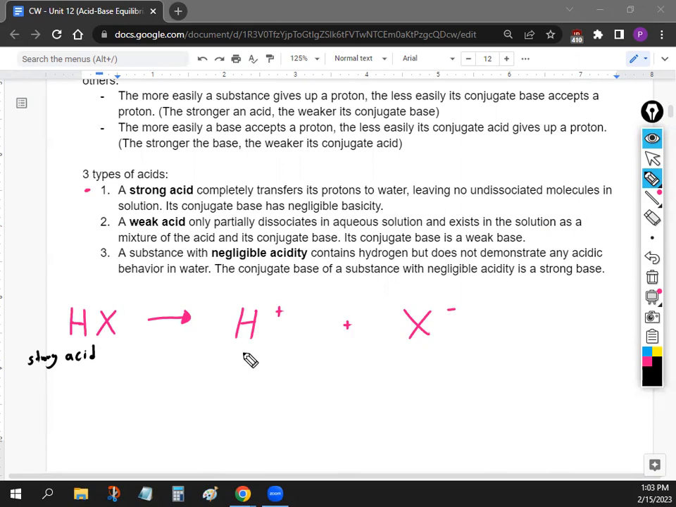Now, one thing we do need to know about this is that the conjugate base is super weak, because obviously it makes sense. It's not reversible, so that means it's super weak. It's really hard to accept an H plus. So strong acids have really weak conjugate bases, because again, it doesn't want to turn back into the strong acid. It likes to break up and stay broken up.